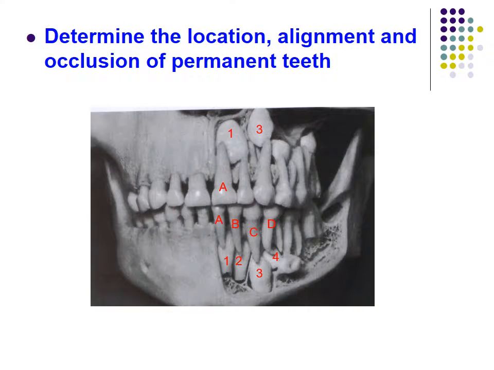Here in this picture you can see that the deciduous dentition is always located above the developing permanent dentition. Therefore, this deciduous dentition is there to determine the location, alignment and occlusion of permanent teeth.